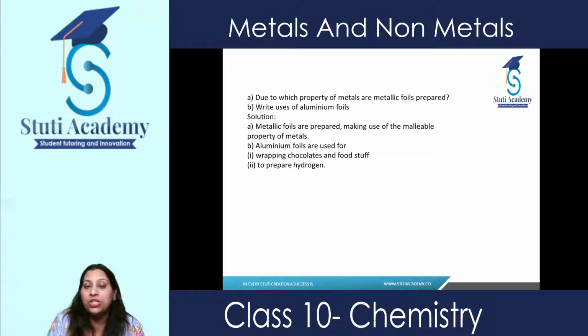Now write the uses of aluminium foil. As I told you, due to the high malleability, we use them in making foils. And aluminium foil we use in our kitchen for wrapping chocolates and foodstuffs, and to prepare oxygen. So these are the uses of aluminium foil.